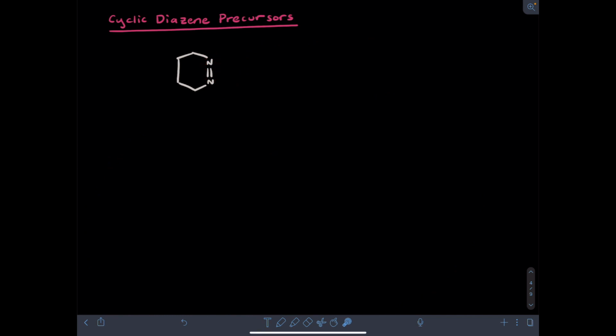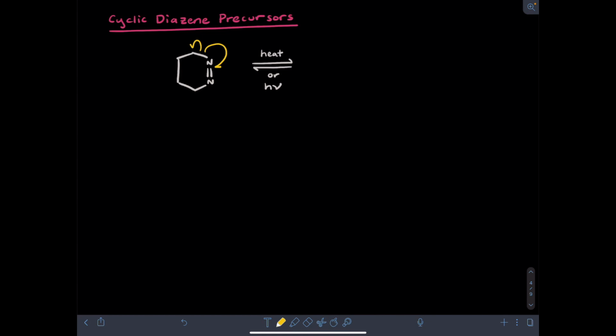And once N2 is lost, you would get a biradical with an electron here, two carbons separated from another unpaired electron. So what this would look like is breaking the carbon-nitrogen bonds. So I'll start with the one at the top, taking one electron from that bond to carbon to make a radical, one electron over to start to form the nitrogen triple bond.